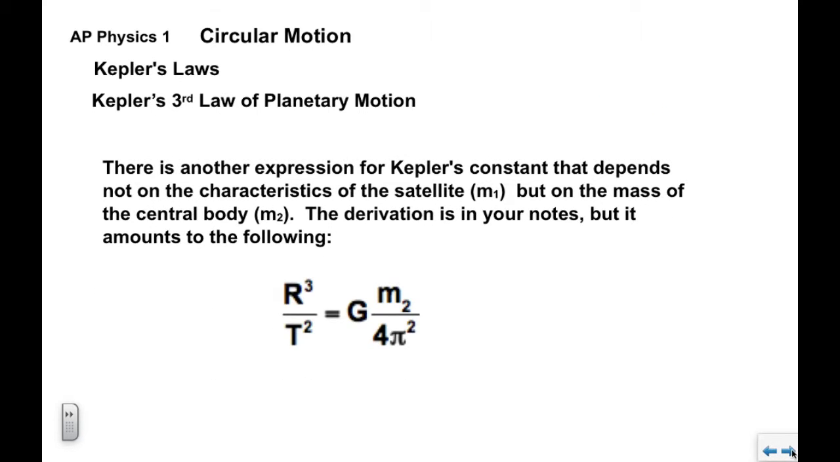There's another expression for Kepler's constant that depends not on the characteristics of the satellite, but on the mass of the central body. The derivation is in your notes. It amounts to the following. r cubed over t squared, this is the Kepler constant, also equals big G, the universal gravitational constant, times m2 over 4 pi squared. m2 is the mass of the central object.